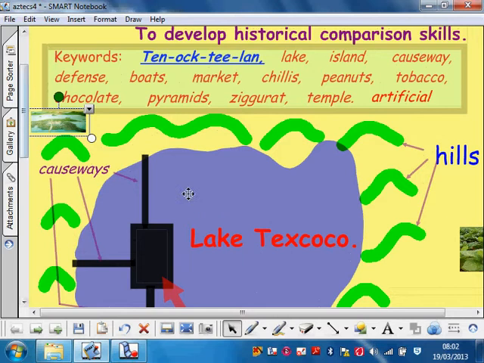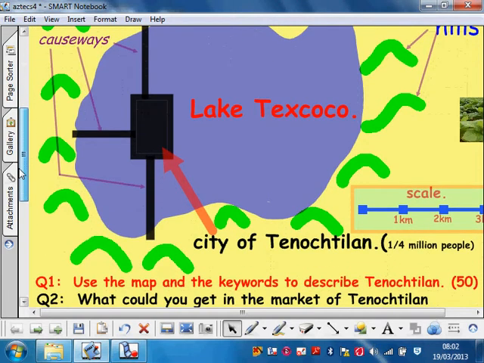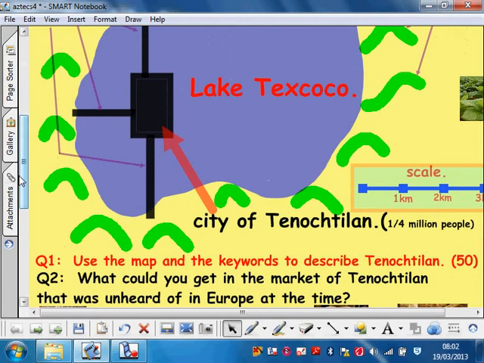Use the keywords. You can see it's fantastic for defence. A lot of boats use it, the cities all around the edge of the lake who are in trade with the Aztecs. That sort of thing. But your teacher can talk to you about that in more detail in class.